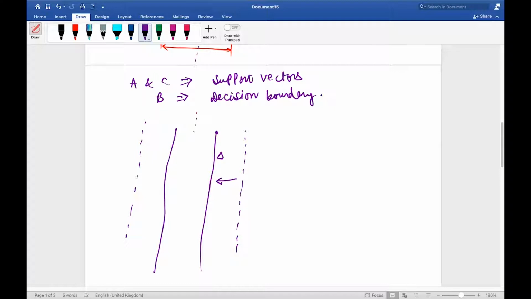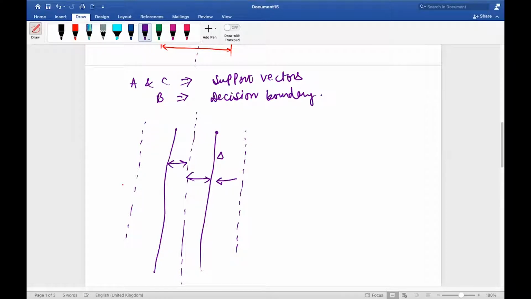Now, where will be my decision boundary line? Still, it is going to be in the middle of the support vectors, but the margin becomes less. Similarly, if this line moved away, then my margin becomes wider. Understood what I'm trying to say?